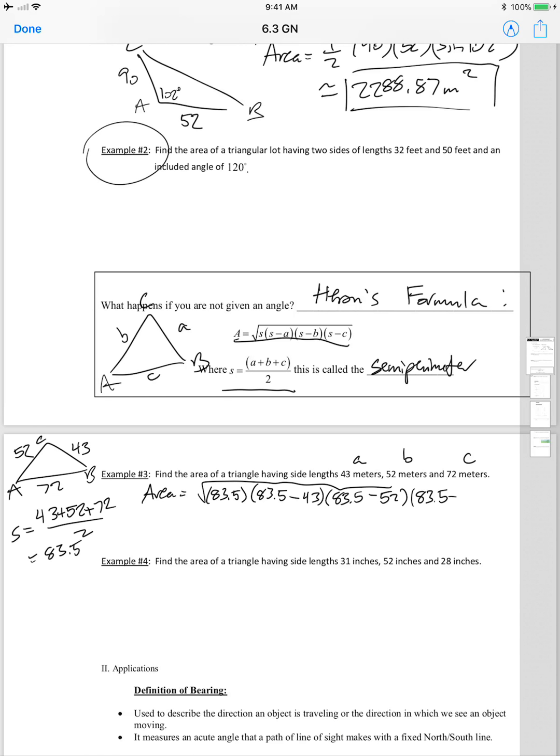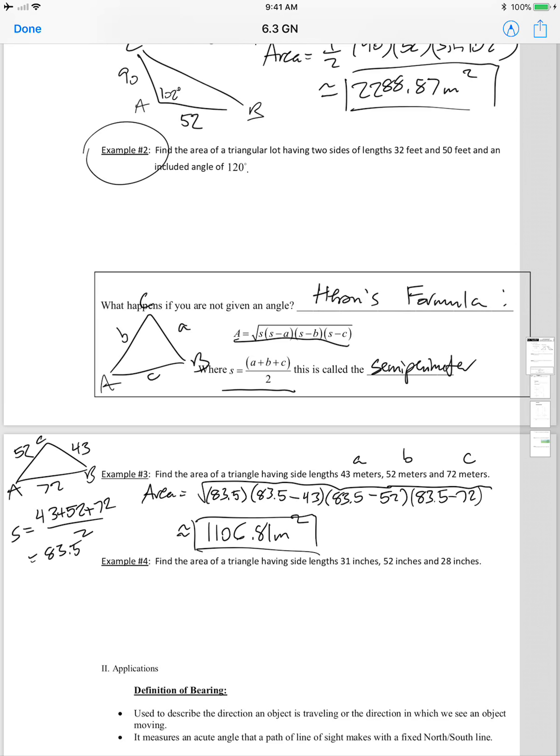Times S minus C. Plug all of that into your calculator, and you will get an answer of 1,106.81 square meters. So again, it's a formula. Pretty straightforward. Plug and chug. Nothing too difficult about it, I don't think.